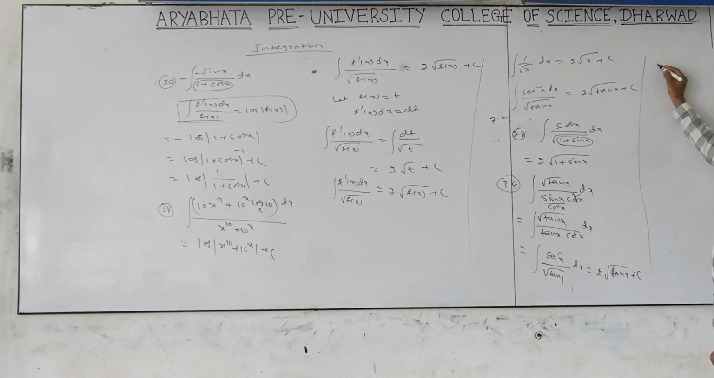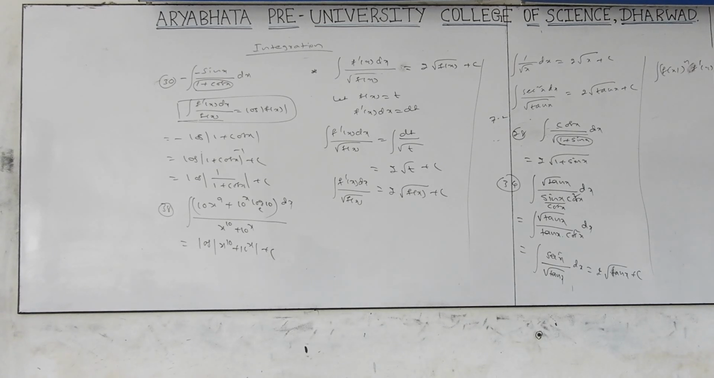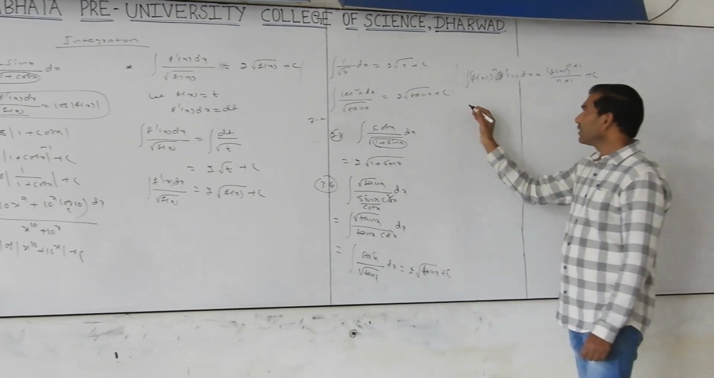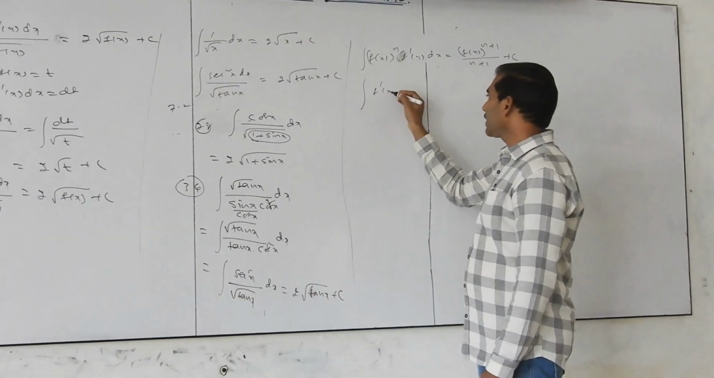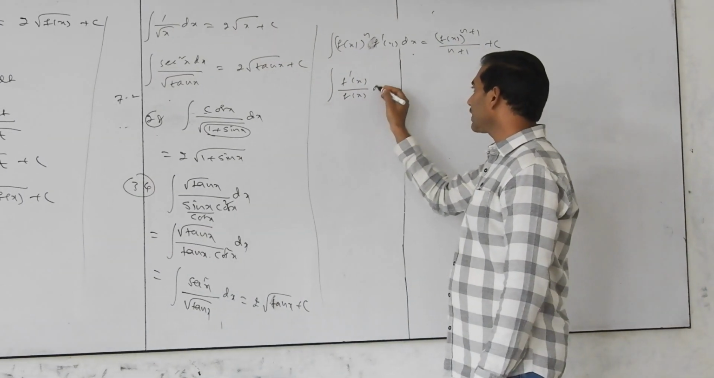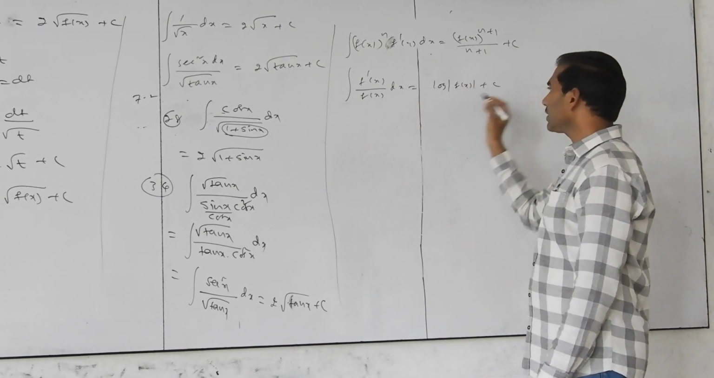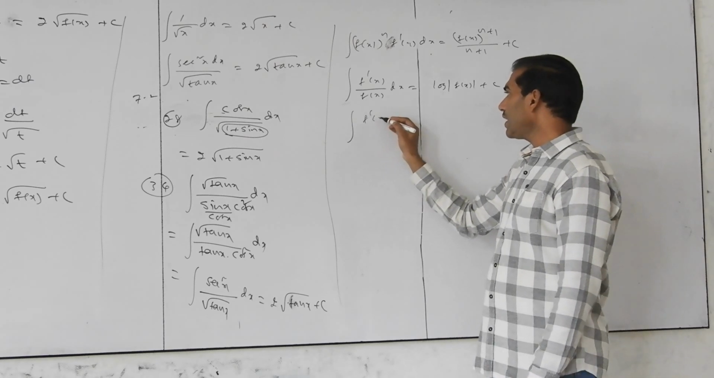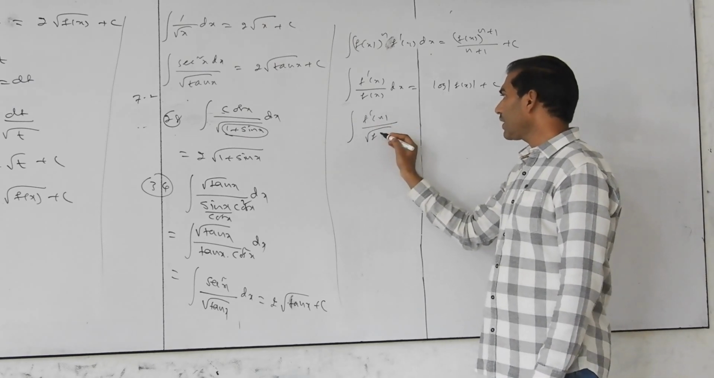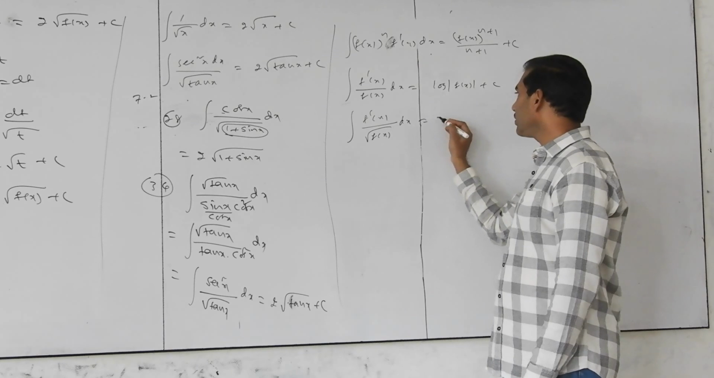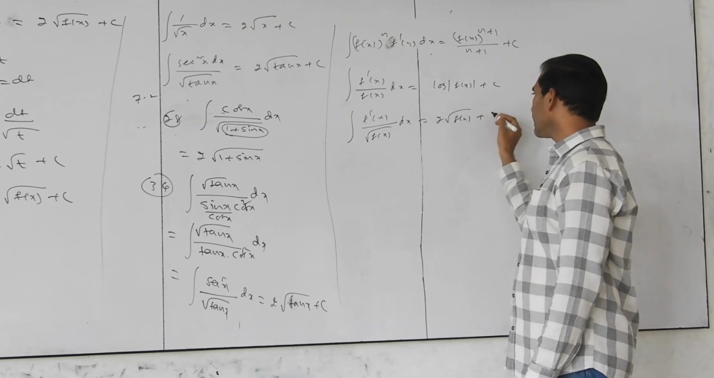Note down: the integration of f of x whole raised to n into f dash x dx equals f of x whole power n plus 1 by n plus 1 plus c. Integration of f dash x by f of x dx equals log of f of x plus c. Integration of f dash x by root f of x dx equals 2 root f of x plus c.